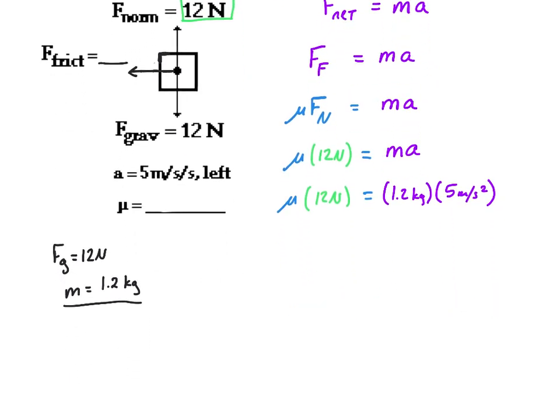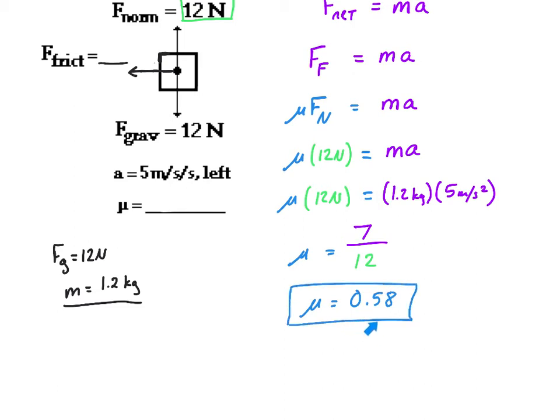Running the numbers through, I'm going to end up with the coefficient of friction equaling 1.2 times 5, which is 7, divided by 12. That ends up being a decimal, and in this case it's about 0.58. Now, if you used a different number to help find your mass, if you used 9.81 for the acceleration of gravity, you'll get a slightly different answer, but it should be in the ballpark of about 0.58.